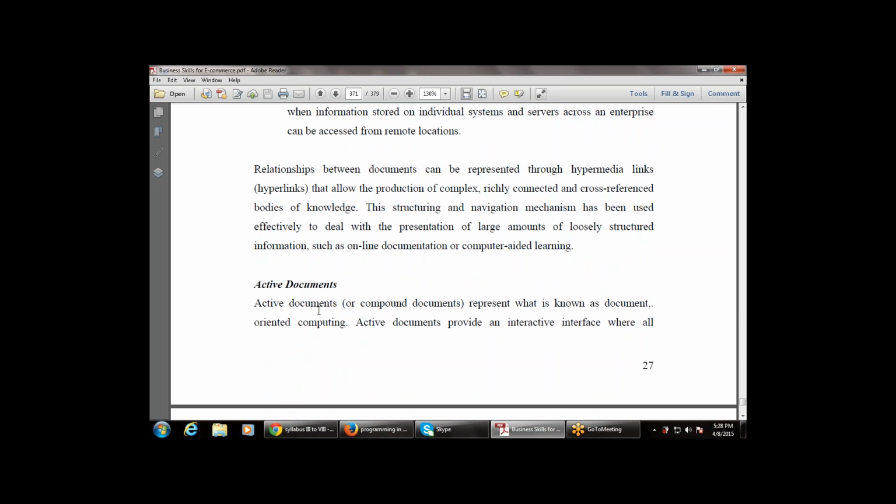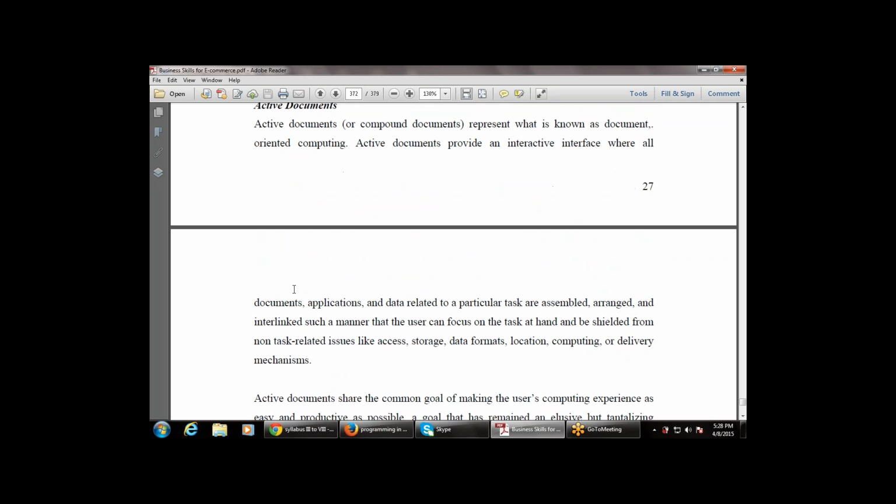That is also known as compound documents. That represents what is known as document-oriented computing. Active documents provide an interactive interface where all documents, applications, and data related to a particular task are assembled, arranged, and interlinked in such a manner that the user can focus on the task at hand and can be shielded from non-task related issues like access, storage, data formats, location, computing, or delivery mechanisms.